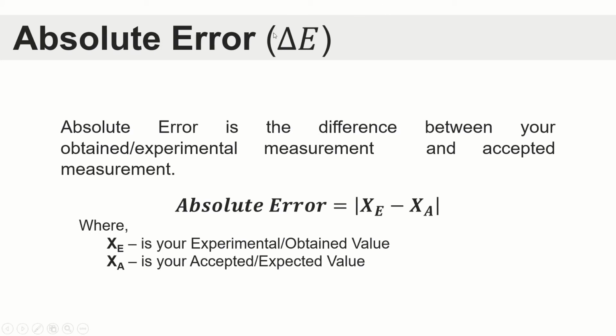Absolute error, with the symbol delta E, is the difference between your obtained or experimental measurement and the accepted measurement. The mathematical representation for this definition is: absolute error, delta E, is equal to x of E minus x of A, inside the absolute bars. That is the absolute sign. x of E is your experimental or obtained value, the one you measured yourself, and x of A represents the accepted value or the true value of the measurement.